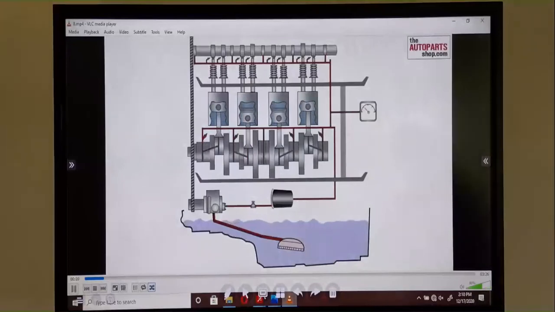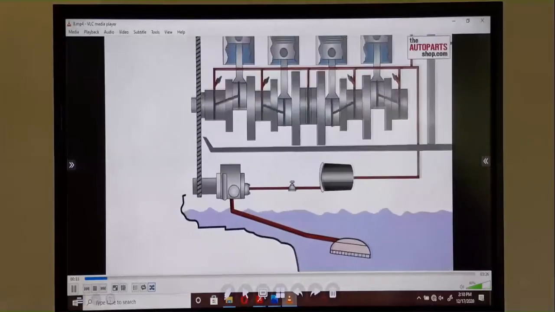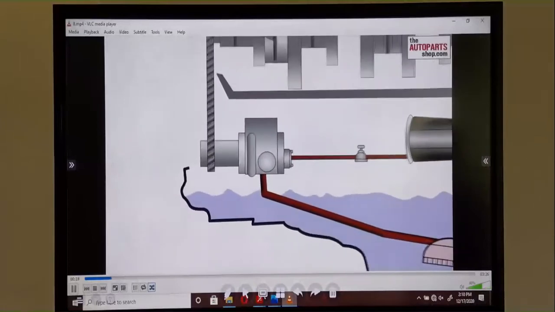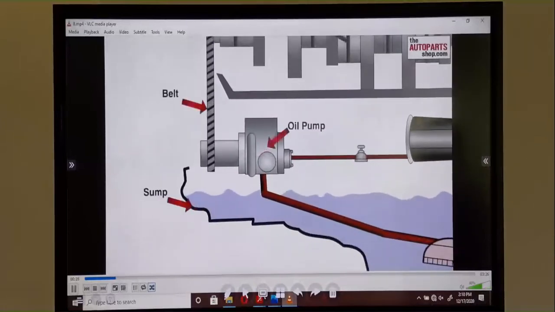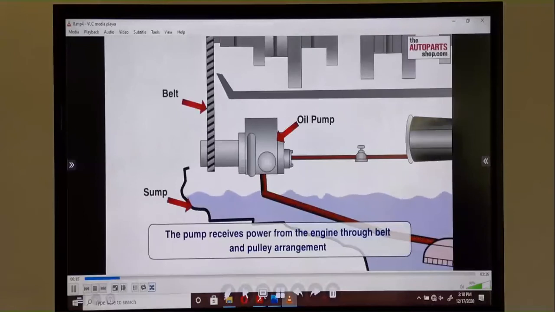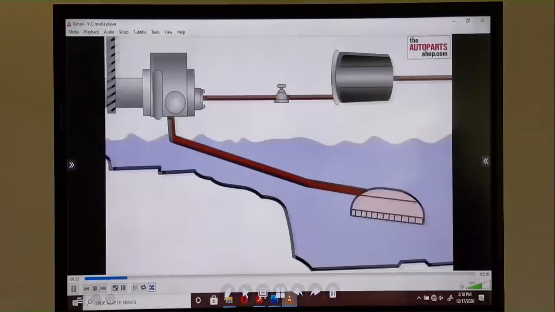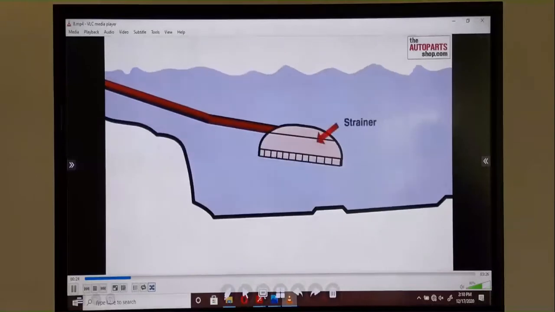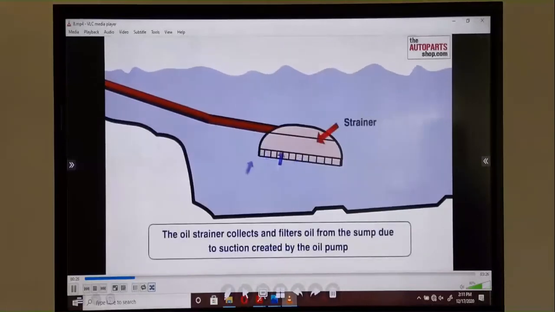Now you can see how it works. The oil pump is driven through the belt and pulley arrangement. There is a strainer, which collects and filters the oil due to the suction created by the oil pump.